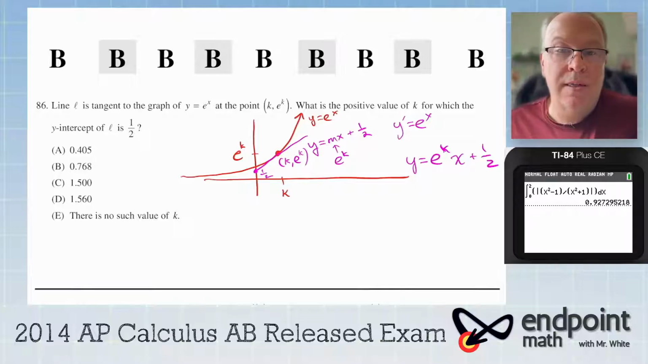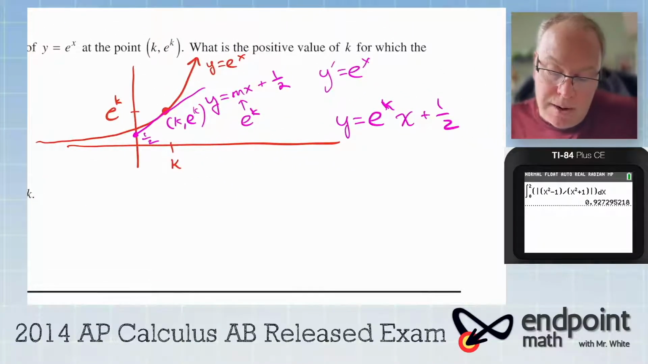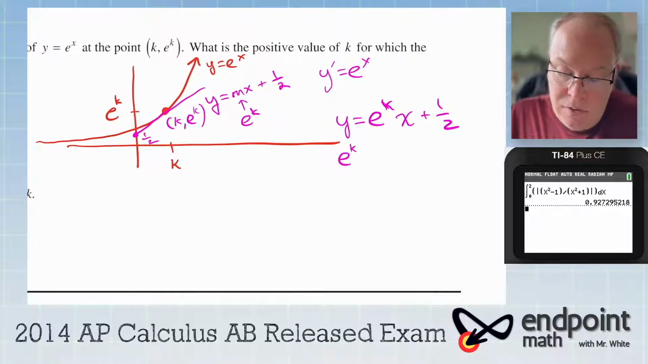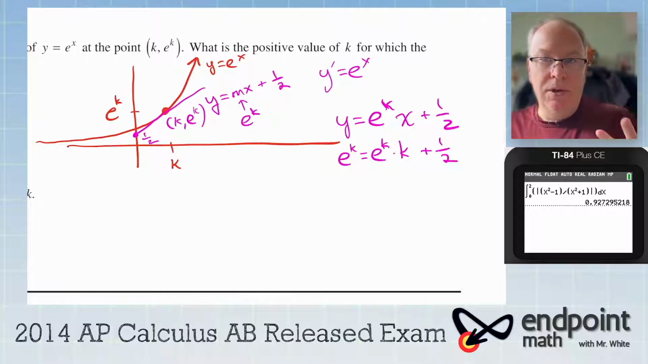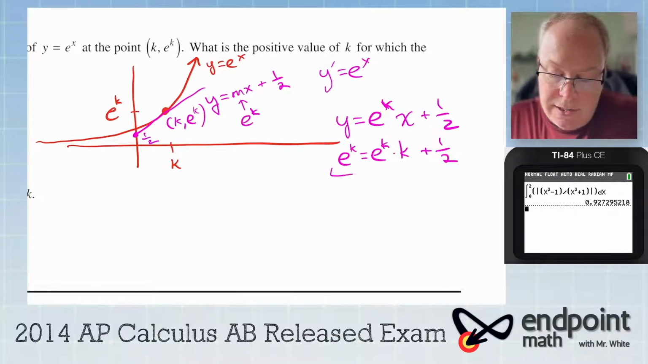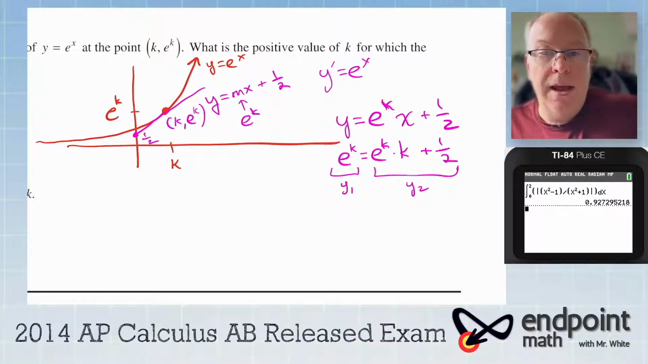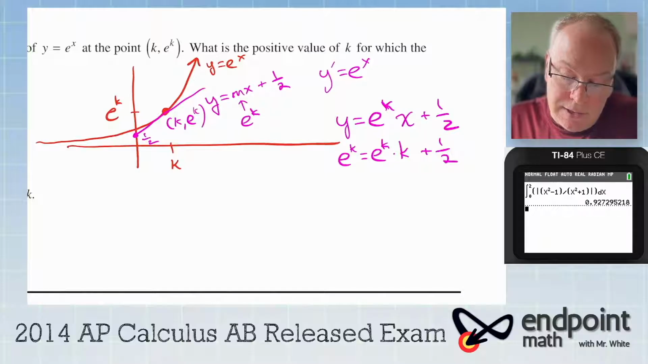Now the point, remember the point was k, e to the k. That's your x and y that we're going to go ahead and plug in. So let me zoom in a little bit here for you so you can see better. So this would be e to the k over there equals e to the k times k plus 1/2. Now, personally, I would do just a pinch of algebra at this point, but you could go to your calculator and type this in as y1, and this is y2, and find where they equal. But before I do that, I'm just going to change it a little bit because I think it might save me a little more time.